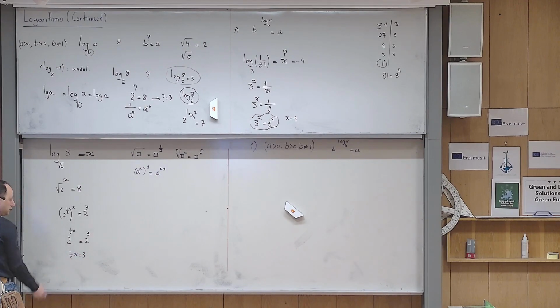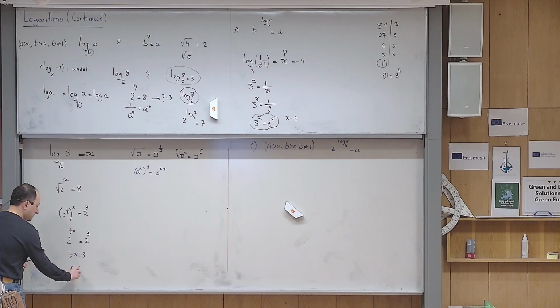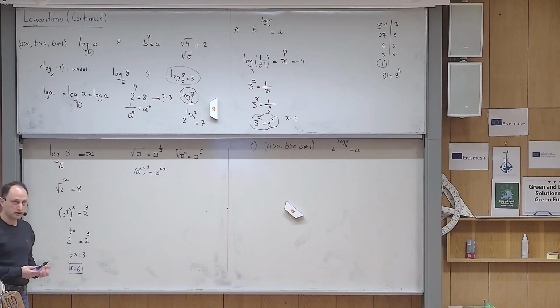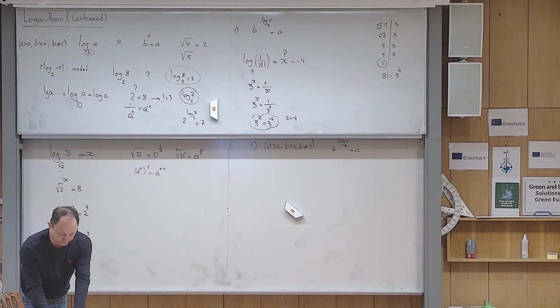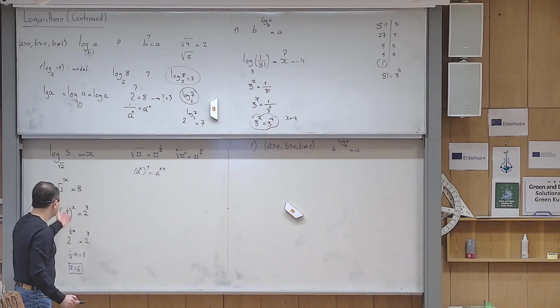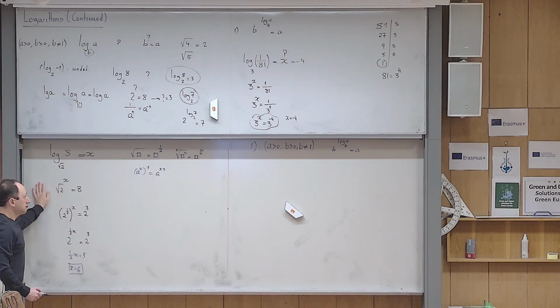But I'm not looking for 1/2 of x, I'm looking for x, so I have to isolate x. To isolate x, I multiply everything by 2. This becomes x, and the right hand side becomes 6. So the answer to this log is 6. Is that right? Okay. So these are C-level questions, they are not A-level questions.